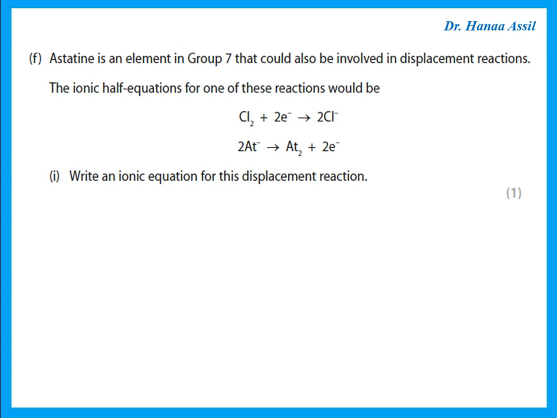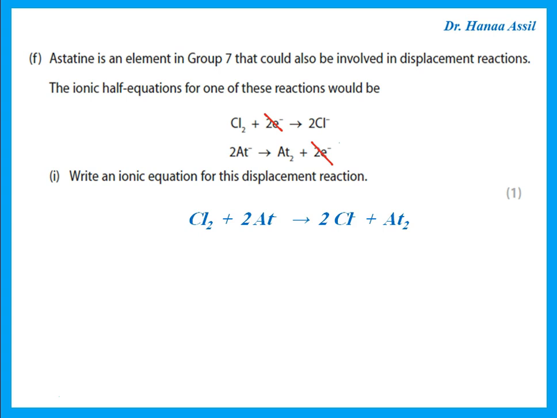Astatine is an element in group 7 that could also be involved in displacement reactions. The ionic half equations for one of these reactions is this. Write an ionic equation for this reaction. Remember, when he gives you half equations, it means in order to get the total reaction, you just add up these two reactions. But when we add them up, we have to cancel the electrons on both sides of the arrow. And in order to cancel them, they have to be the same number of electrons. So if I have 2 electrons before the arrow, 2 electrons after the arrow, we cancel that and we add up what is left.